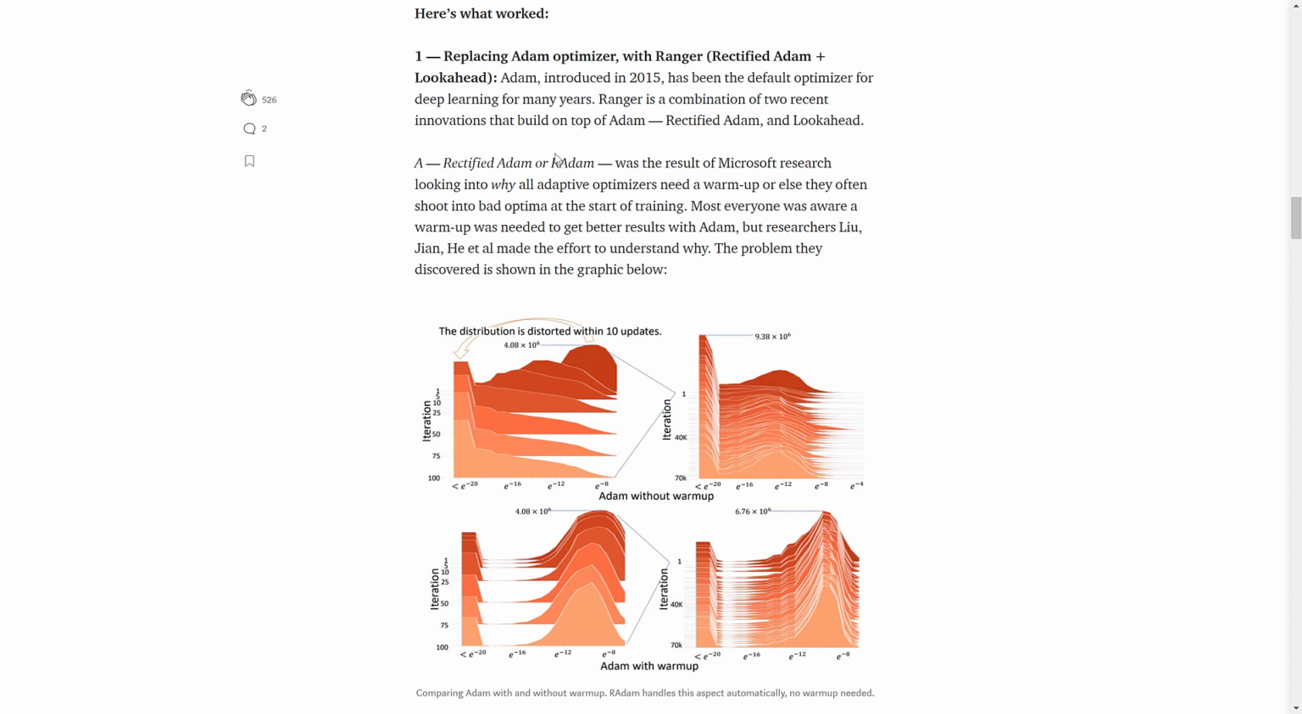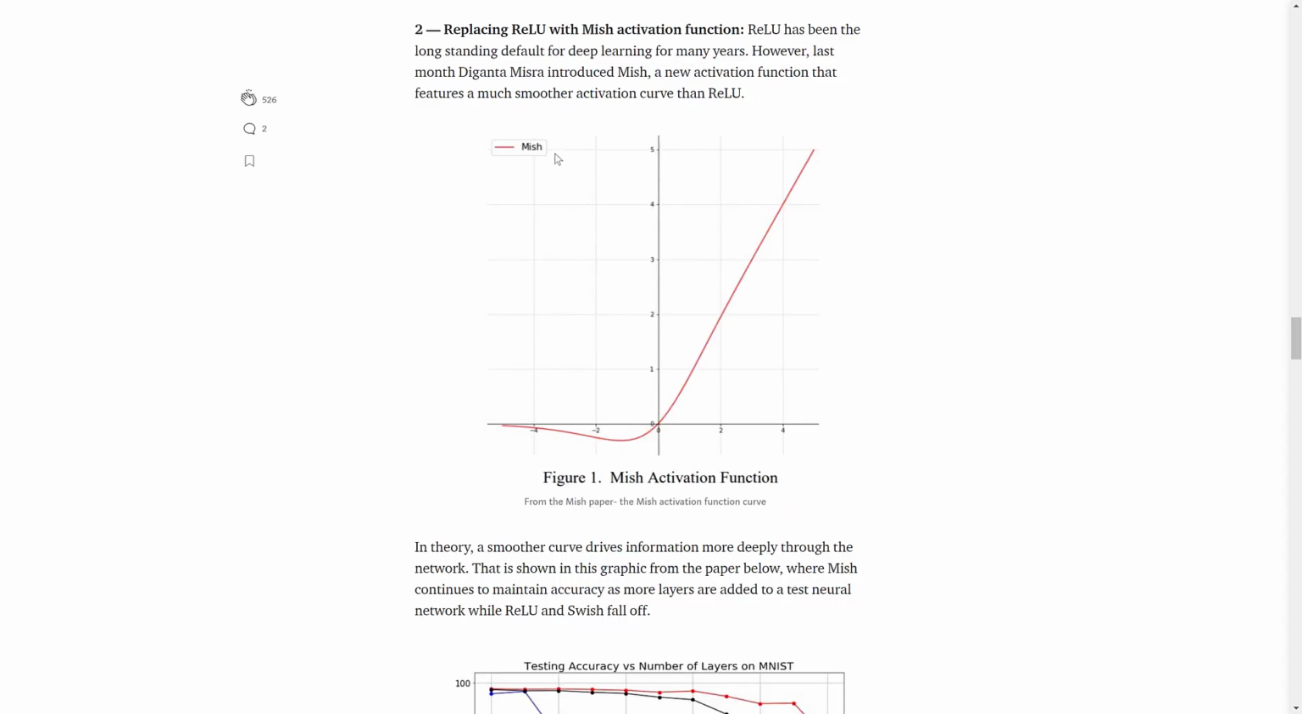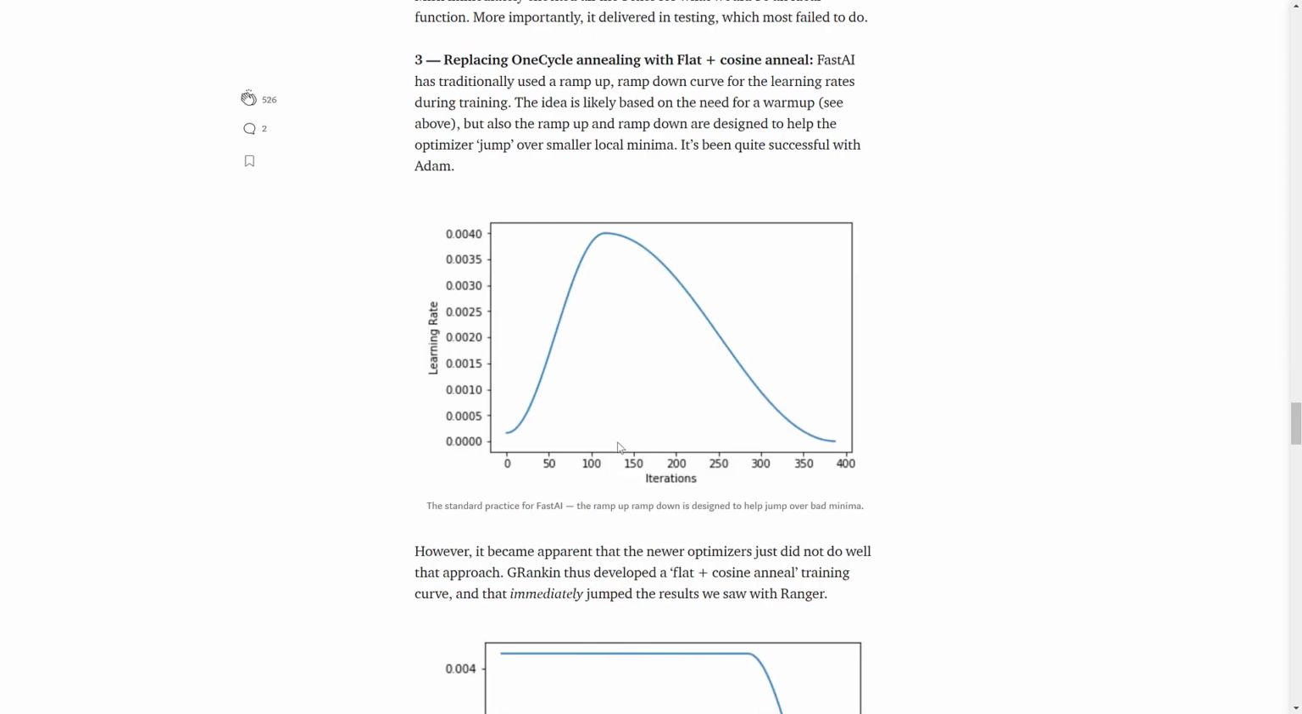Since we're already here, we can also look at some of the other ideas that they endorse here. 2. Replacing ReLU with MISH activation function. As a reminder, we discussed this MISH activation function is a function that looks like this, that actually has this dip. So it is a function that is not strictly monotonic.